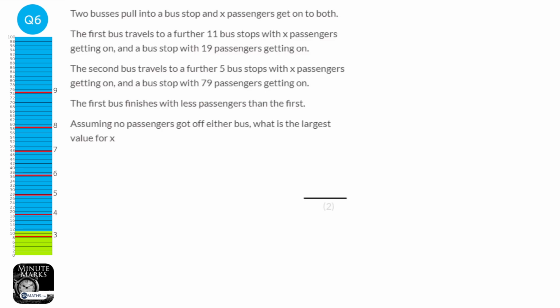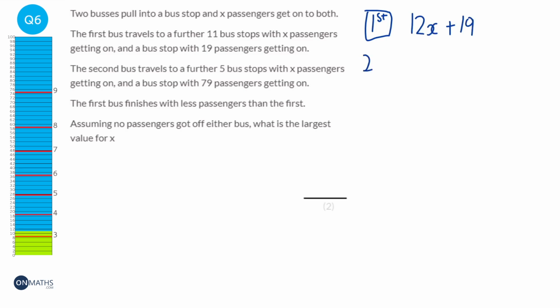So we're going to write an expression for the amount of people on the first bus. So they've started with X passengers and they've gone to 11 bus stops with X passengers. So altogether that is 12X. So we're going to have the first bus. And so we've got 12X. And then on the last bus stop, 19 passengers get on. So plus 19. Now for the second bus, well, we start with X and a further 5X come on. Because 5 bus stops with X passengers. So that's 6X altogether. And then 79 get on.